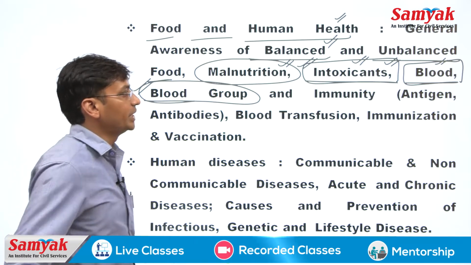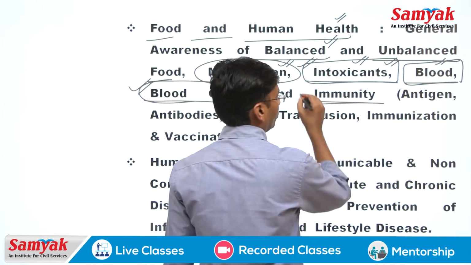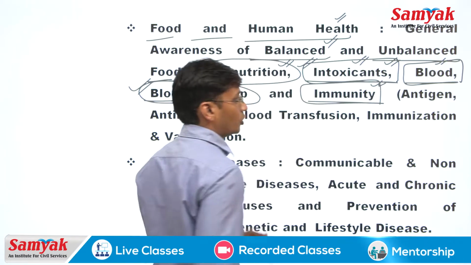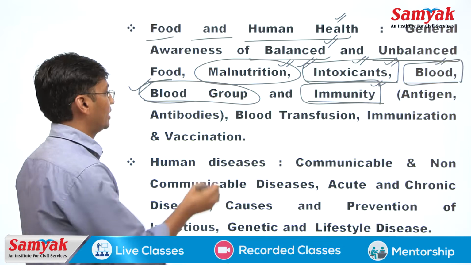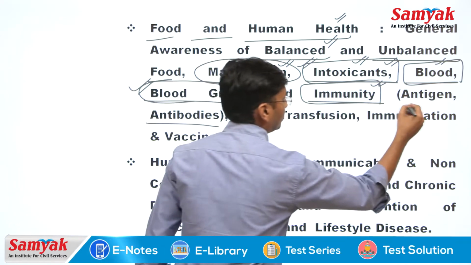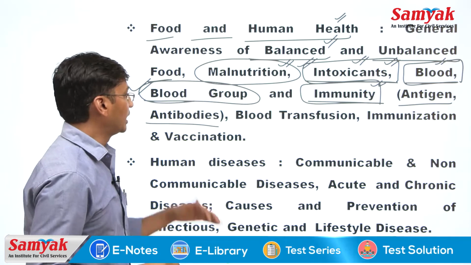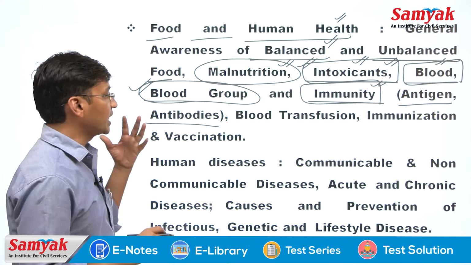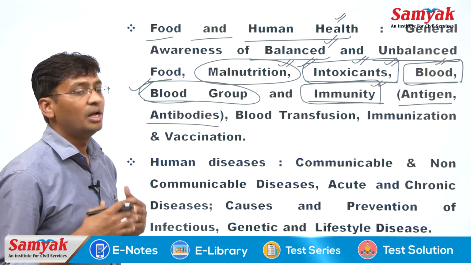And the next is the immunity. So, this is particularly in news nowadays. So, immunity, that is antigen and antibodies. So, the basic structure of the antigens and the basic structure of the antibodies and various types of antibodies which are present in our body.